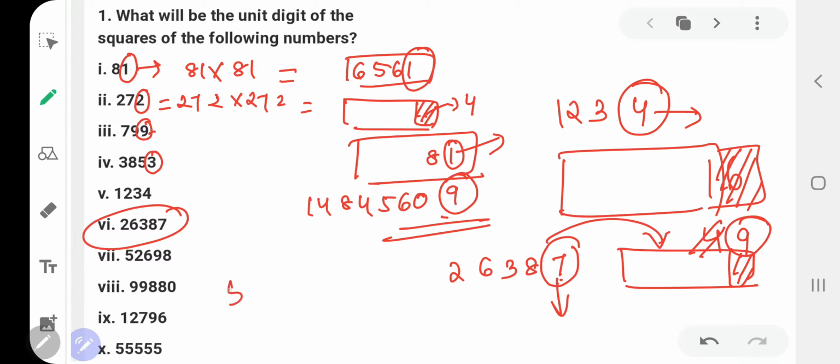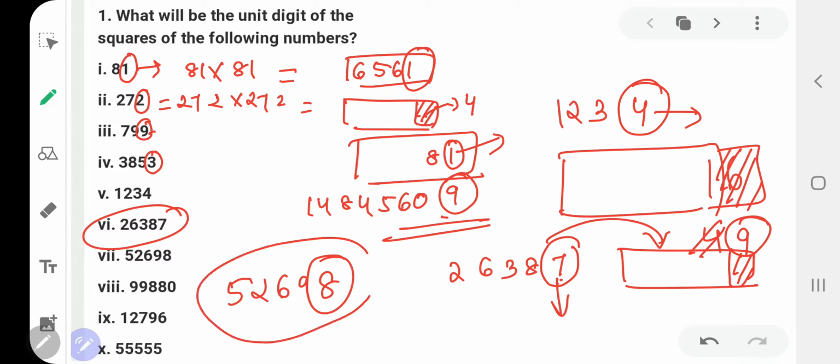Okay, then you have 52698. What is the last digit? It is 8. So when you make the square of this big number 52698, you will see that the last digit of the square of this number will be 4. Why? Because I took the square of 8 and that is 64. So the last digit of your square number will be 4.